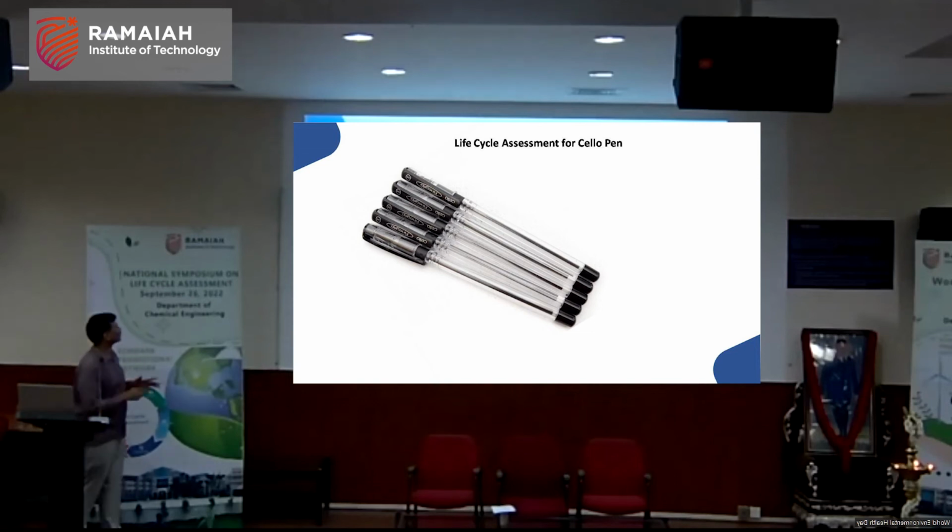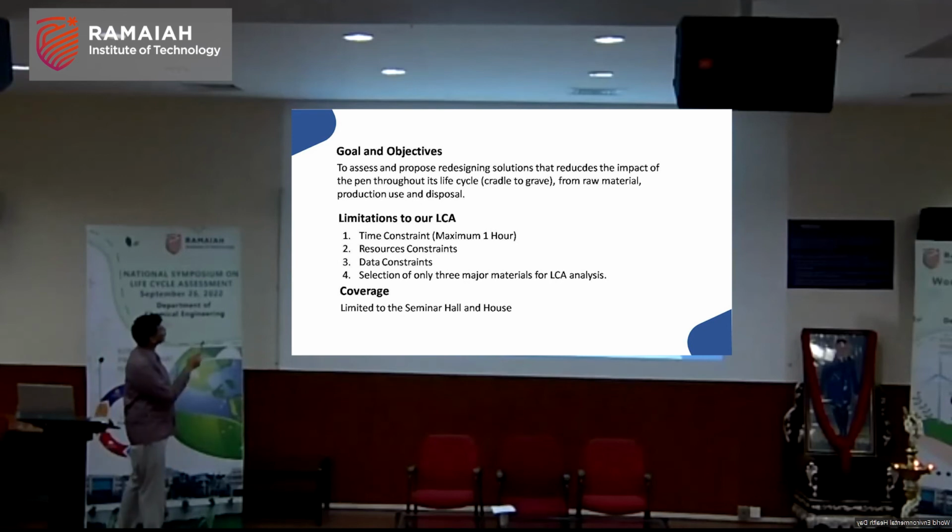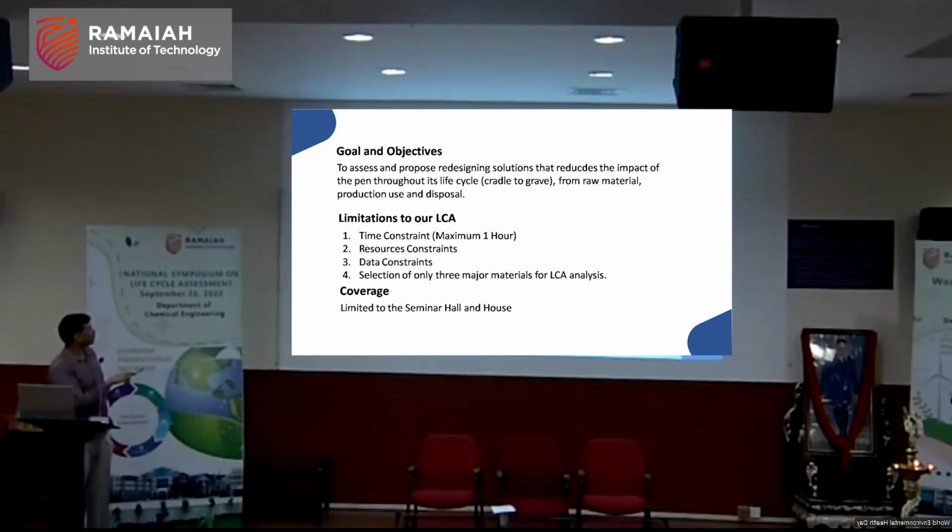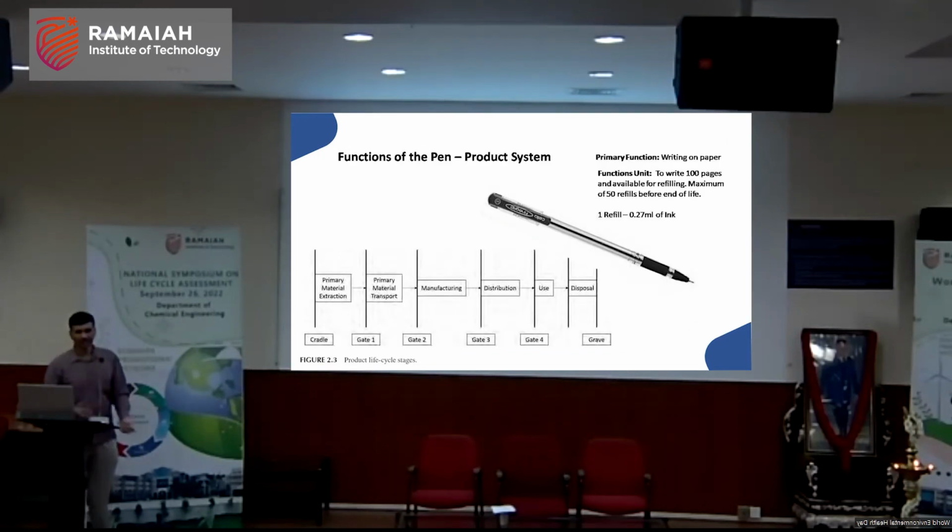So these are the goals, objectives, and limitations, because there are always limitations. Resource constraints: you don't have any resources here, we have only one pen with us. Then what is the coverage limit? That seminar hall and the house. Nothing much. Now we have to do the life cycle assessment of a pen from cradle to grave.